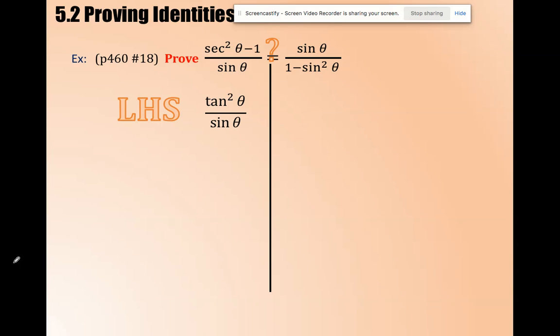Remember, I'm trying to match the right side. I went from secant to tangent. Why would I do that? Because tangent has a sine in it. Tangent is sine squared over cosine squared, and then times this 1 over sine theta. Did you see what I did there?